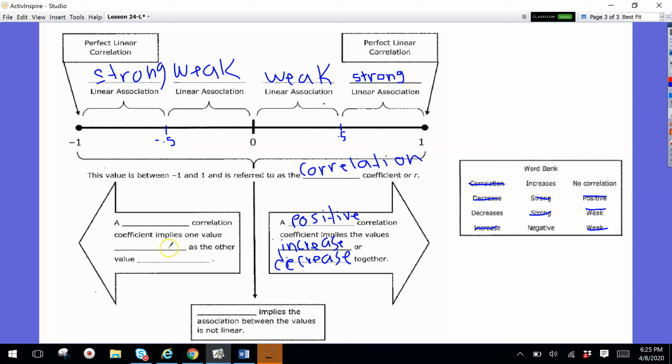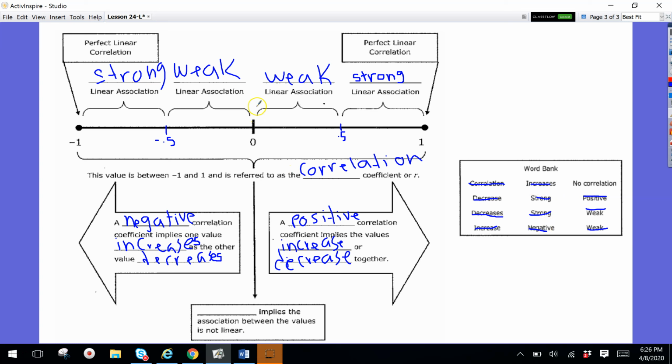That means if my R value is negative, then they're going in the opposite direction. So sort of like we talked about the temperature outside and the people wearing coats. That has a negative correlation, right? They're going in opposite directions. So as one value increases, the other one is going to do the opposite and decrease. So increases and decreases. And so let's go ahead and get rid of those words there, and negative as well.